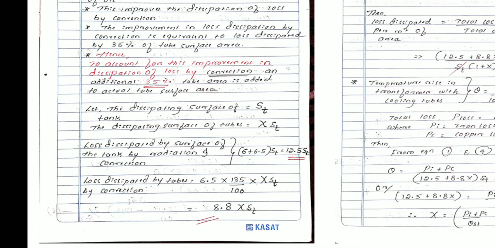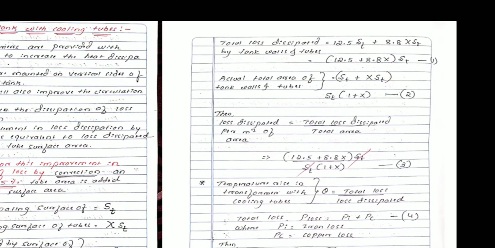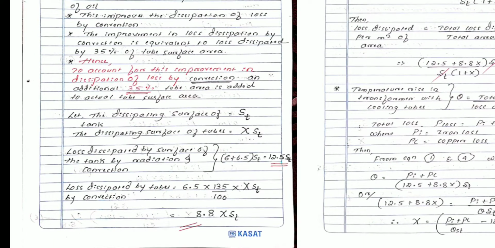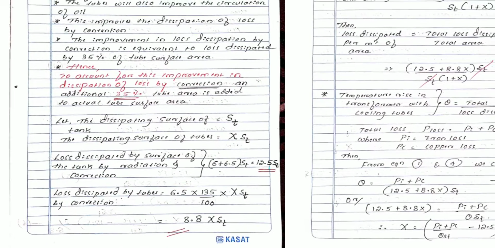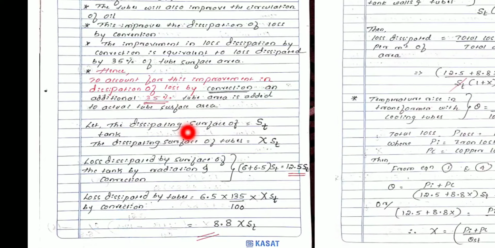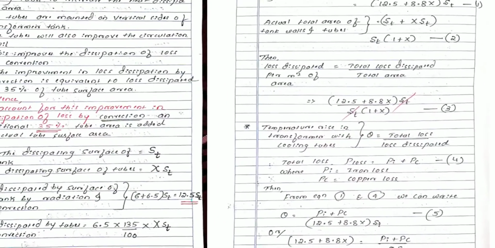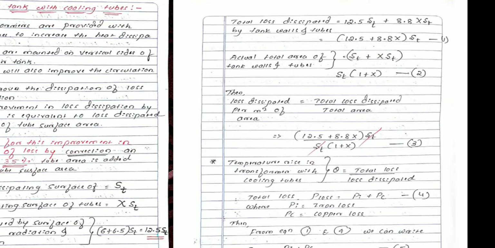Okay, so next we'll move on to see here. Then what is there? These are the losses dissipated by the radiation process as well as the convection process that I have taken here, and alone convection process also I have taken here. Then what about the total loss dissipated by this tank as well as the cooling tubes? How will we write this? By adding these two.